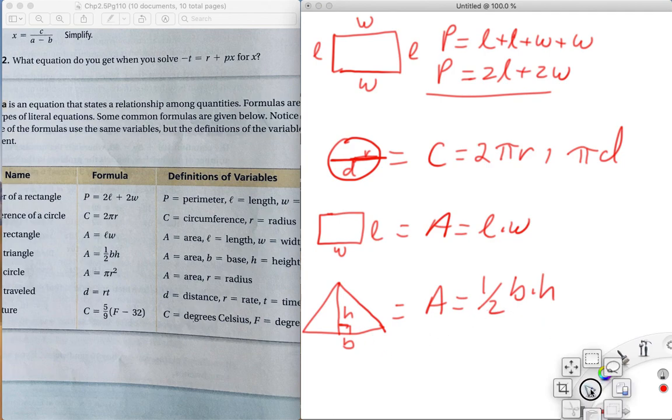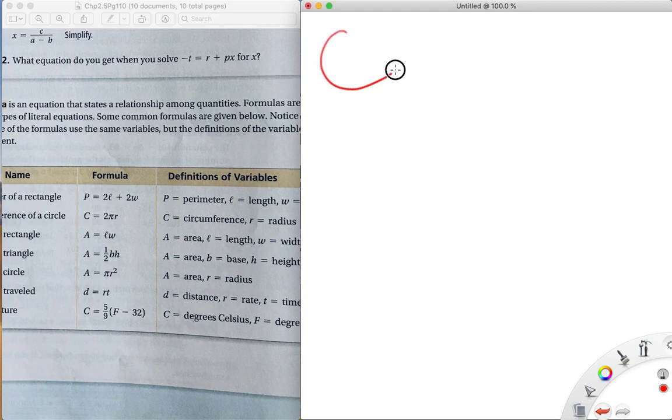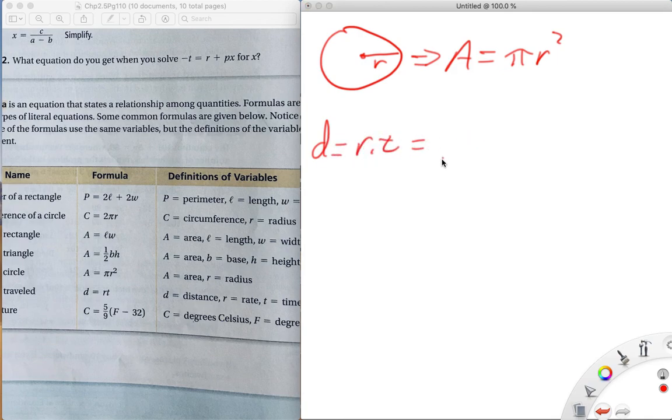Then we have the area of a circle. Again, we have a radius of my weird looking circle. So the area would be equal to pi times the radius squared. And then we have distance traveled, so that's a physics one. Distance is equal to the rate times the time. Rate is usually like meters per second or miles per hour.